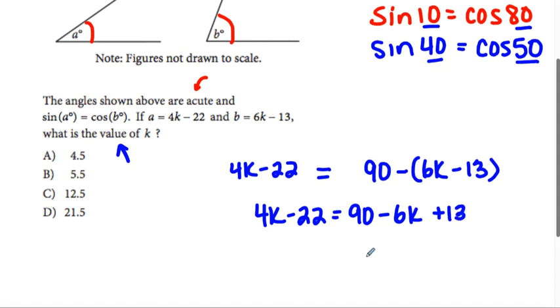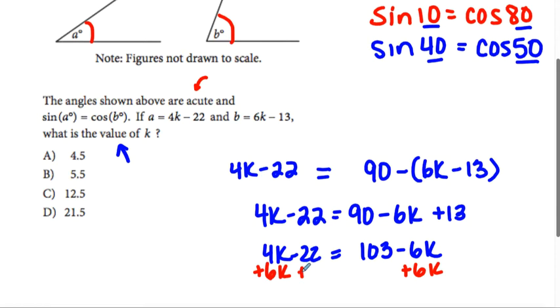I'm going to combine like terms, and I'm going to get 103 minus 6k equals 4k minus 22. Now I'm going to balance the equation. I'm going to add 6k, and I'm going to add 22. And so I get 10k equals 125. So k is equal to 12.5.